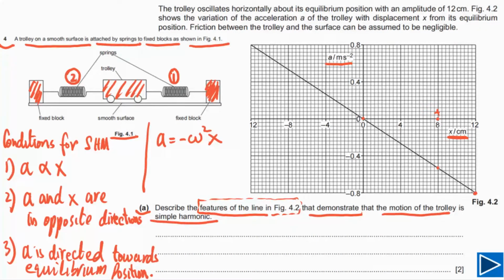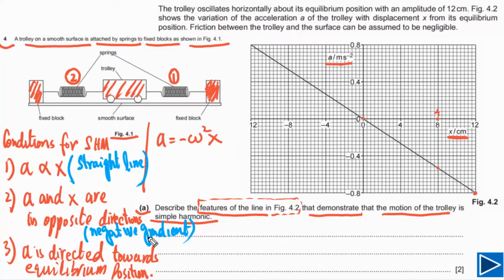Let me explain a little bit more about this, and then we will write down our answer. The first thing we need to understand: when we say a is directly proportional to x, what will be the shape of the graph? If a is directly proportional to x, the shape of the graph has to be a straight line. So this is the first feature of the line, a straight line. And when we say two quantities are in opposite directions, it simply means that the gradient has to be negative. So here we can simply write down negative gradient.